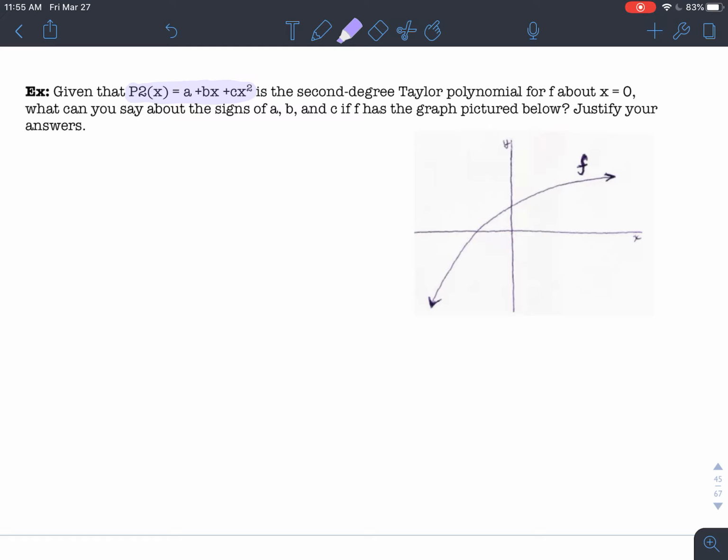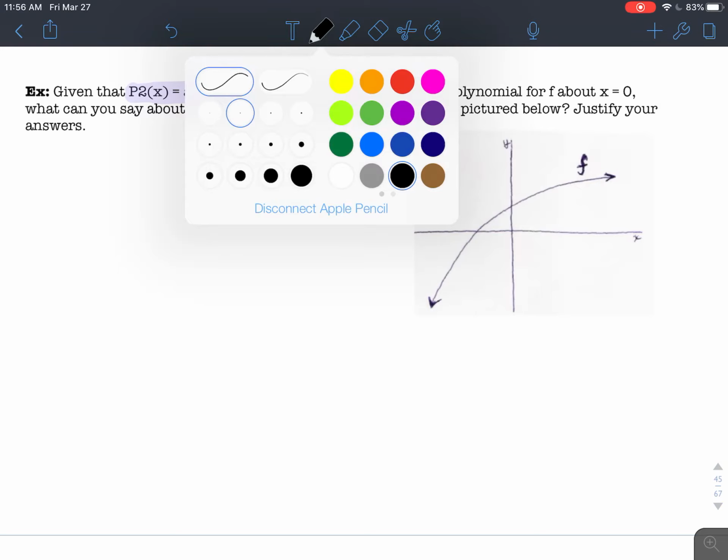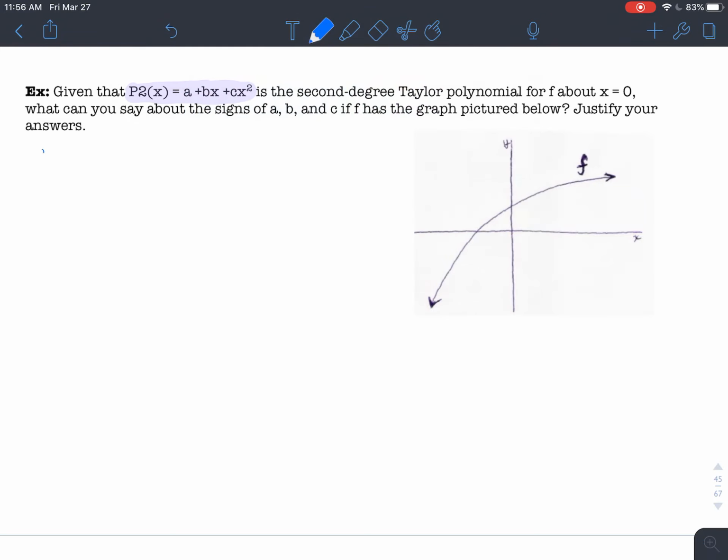So we are centering our Taylor polynomial around x equaling 0, so our c value is 0. All we want to do is know about the signs of a, b, and c, as pictured below at x equaling 0. Remember that a is equal to our f of 0 value, which is greater than 0, so we can say that a is positive. We're going to write that a is greater than 0, since f of 0 is positive.